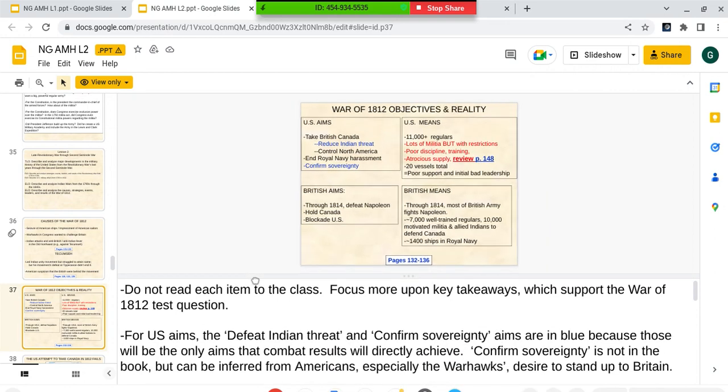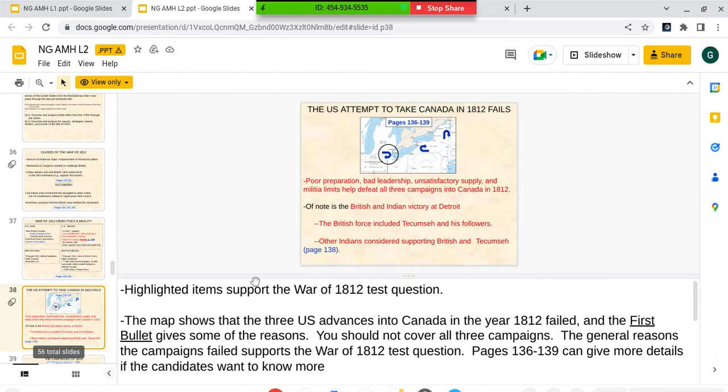The U.S. aims for the War of 1812, because it is important to understand this. The whole reason for the War of 1812 and going into Canada was that they wanted to reduce the Indian threats. There were a lot of Indians up there, and they were allying with the British, and they wanted to put an end to that. And they also wanted to confirm their sovereignty. They wanted to prove that America was its own nation. They wanted to secure their borders and just show that they could hold their own against foreign lands, foreigners.